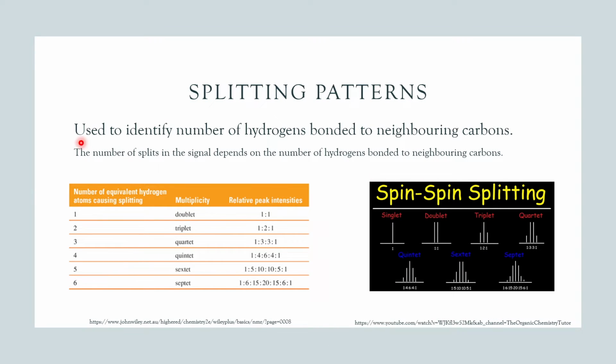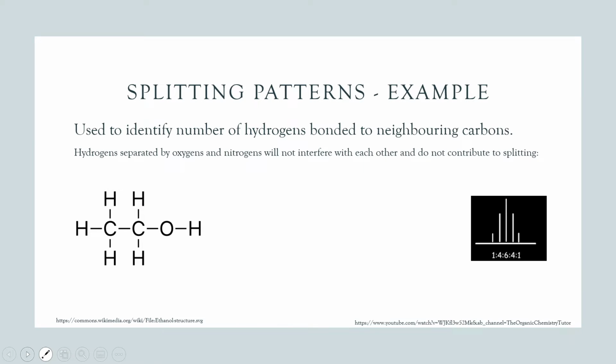So as it says up here, the splitting patterns can be used to identify the number of hydrogens bonded to neighboring carbons, and the number of splits tells us the number of hydrogens bonded to neighboring carbons. A little bit difficult to get your head around and certainly difficult to define, something that we're definitely going to be doing a fair amount of practice on in class.